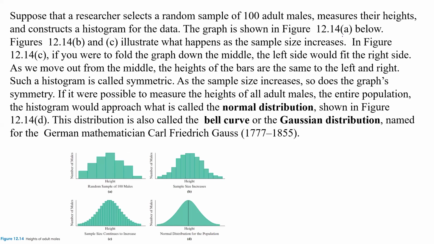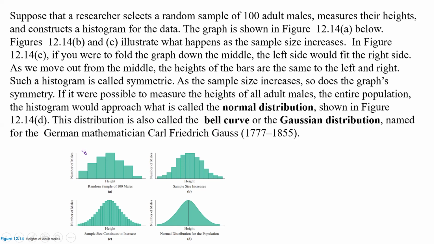All right, so suppose that a researcher selects a random sample of 100 adult males, measuring their heights, and constructs a histogram for the data. The graph is shown in figure 12.14a below. So this is the first top left one here. All right, so that's going to be this one.